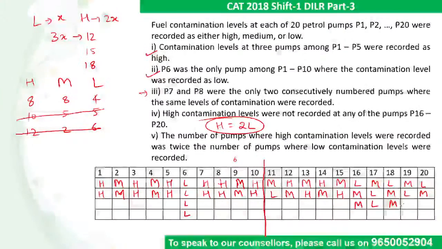I have to have one low, and I can have 11 as low. I can also have 12 as low, right? Let's put 12 as low. Okay, can I put 13 as low? Yes, I can put 13 as low also.